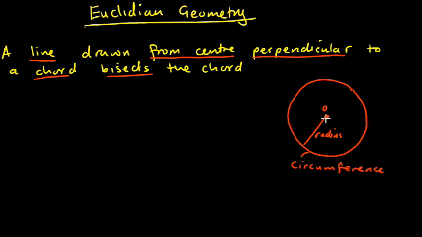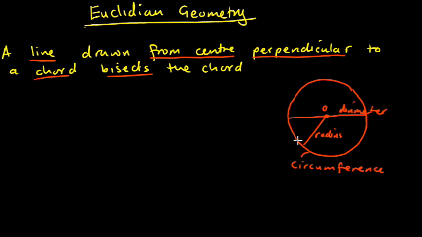So a radius is a line that is drawn from center to circumference. If there is any line that is drawn to join from center to circumference, then it is a radius. If there is a line that is drawn from circumference, passing through the center to the circumference, this line is called diameter.